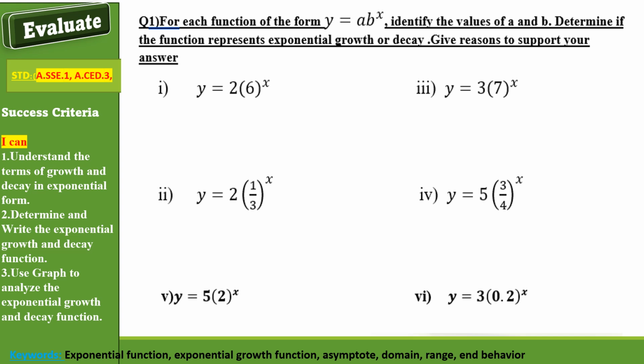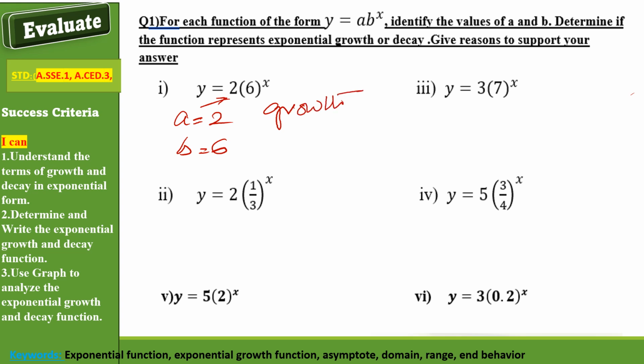Now for each function of the form a times b to the power of x, you have to identify what is a, what is b, and determine if it shows exponential decay or growth. The most important thing is that the number before the bracket is the value of a, that is 2, and b, which has the power of x, has the value 6. If b is greater than 1, it is our growth factor.